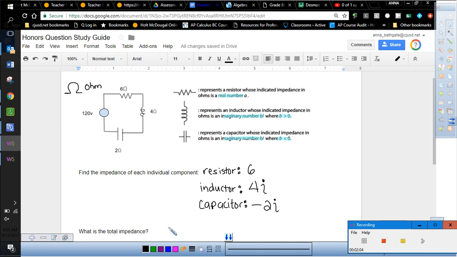To find your total impedance, you add each individual impedance together. So you're going to get 6 plus 4i minus 2i. We can combine like terms only, and they're only like terms if they both have i. So only these two on the right can combine, and 4i minus 2i becomes 2i. So I get 6 plus 2i as my total impedance.